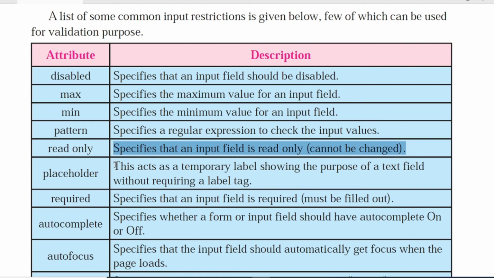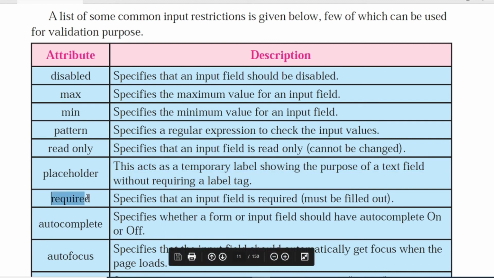Similarly, we have placeholders like we have in PowerPoint. This acts as a temporary label showing the purpose of a text field without requiring a label tag. One more important one here is required, which specifies that an input field is required and must be filled out. You might have come across many fields which have a star mark or an asterisk mark on them. It means that you need to fill them. Without filling them, the form is not complete. So the required attribute is also one of the attributes in the newer web forms. These are some important input restrictions you need to follow.